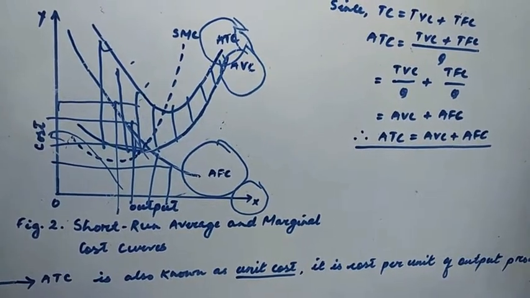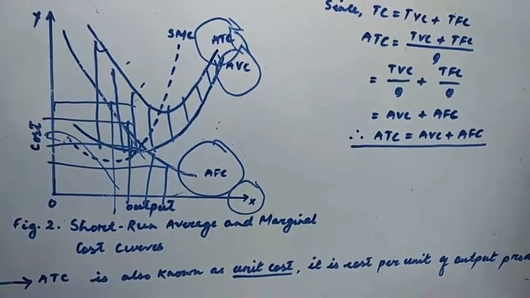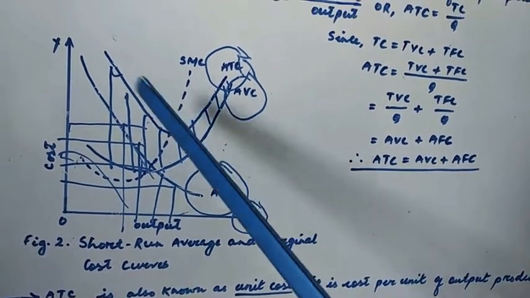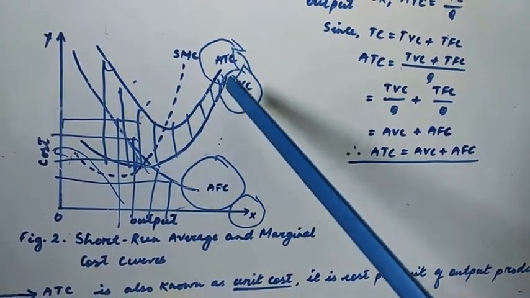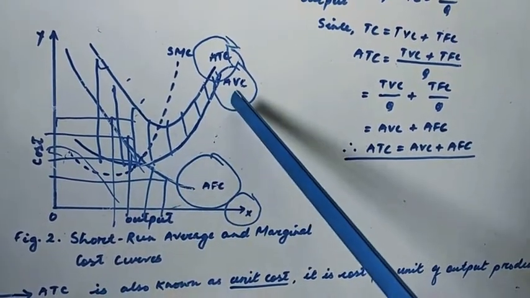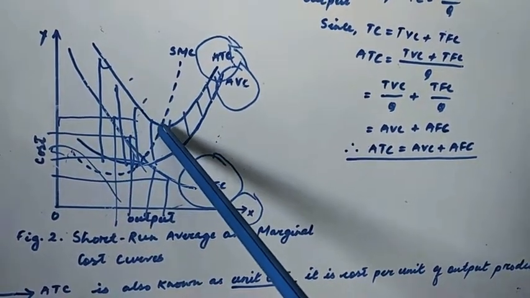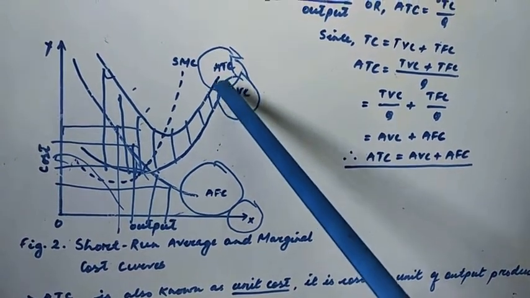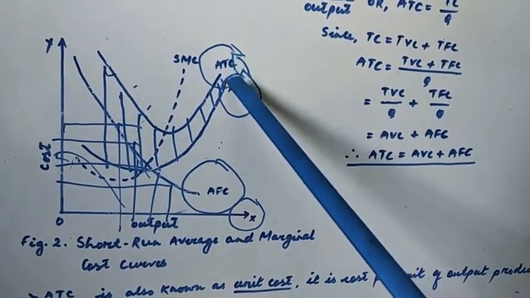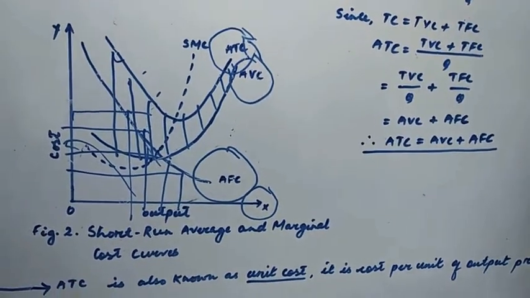So the average total cost curve is therefore almost of a U shape. So this ATC curve is looking almost like a U shape. And like the average variable cost, it falls and then touches the minimum and again it rises. So the behavior of average total cost is shaped by, or dependent upon, average variable cost.